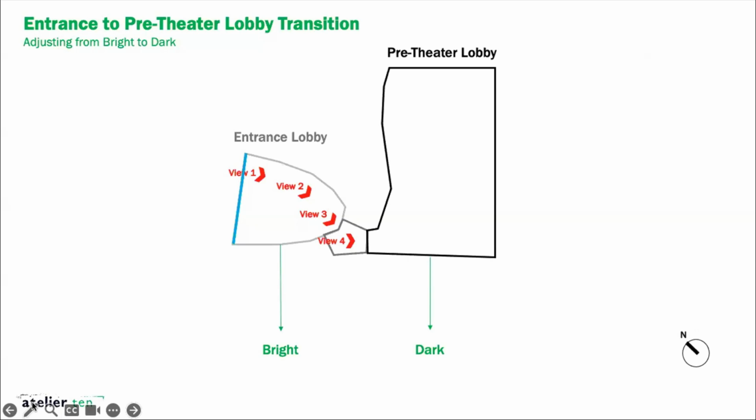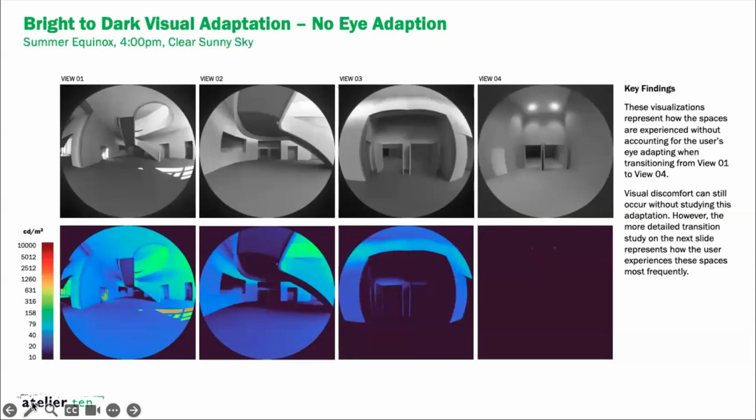So starting off with the transition from bright to dark, we took four different viewpoints as you start entering this pre-theater lobby. And these are the luminance renders before we implemented eye adaptation. So we wanted to convey to the architect that, yes, eye adaptation is going to be a big factor for causing glare, but there's also, before we implement that, a risk of glare due to contrast between luminance in the field of view. In this case, not too bad.